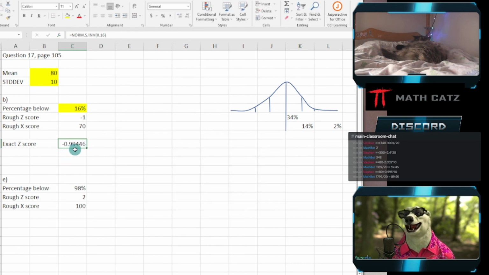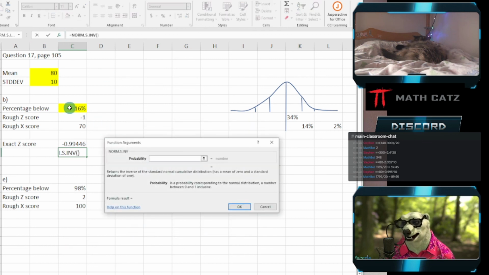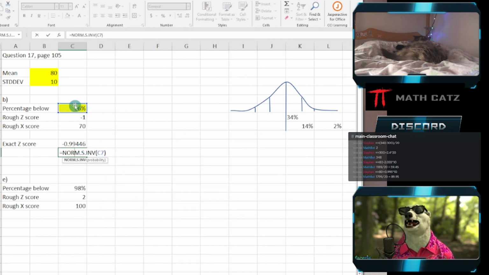Negative 0.9944. Now here, it's not showing me an overwhelming number of decimals, so I don't care about rounding it necessarily. It is a final answer. You totally could round it. Notice that it's not exactly negative one. Let me just do it there, perhaps, and see, did it do the exact same thing if I reference the cell as input? Yeah, okay, it did. So it converted the percentage. In the background, it's not a percentage. It's 0.16. Percentage is just for presentation.